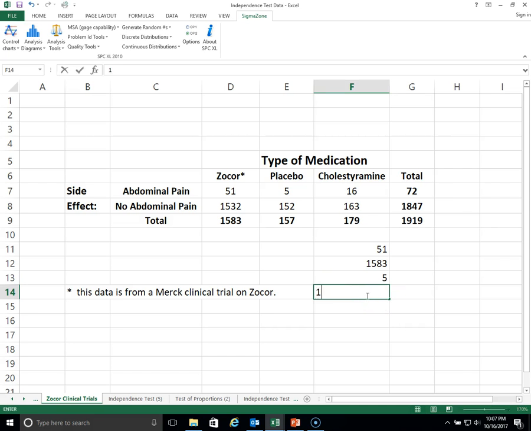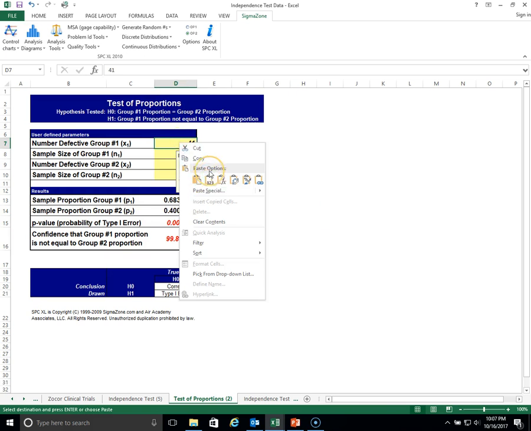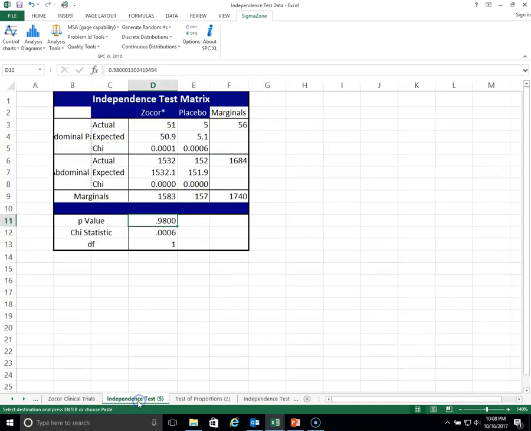divided by 157. You know what I'm going to do? I'm just going to copy those 4 values and paste them in the test of proportions area right here. And let's paste it and look at the p-value there. So the test of proportions is 0.98, just like the independence test matrix got a 0.98 p-value. So when your comparison of 2 categorical variables reduces down to a 2x2 independence test matrix such as this one, the independence test and the test of proportions will provide the same p-value.